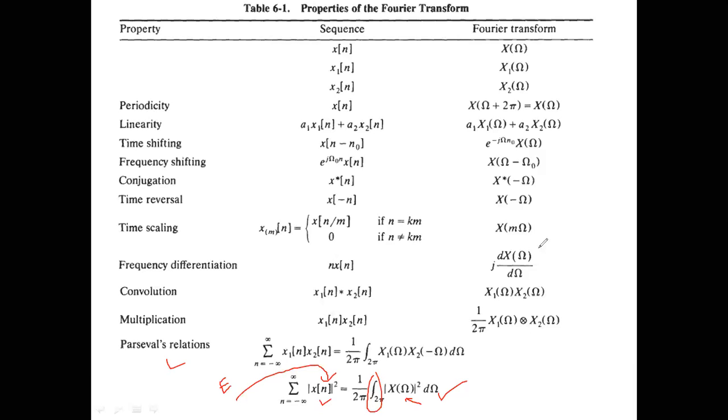So which are the properties that are important for us? Linearity, time shifting, frequency shifting, time reversal, frequency differentiation, convolution, and Parseval's theorem. The remaining ones are also important, but for the timing, for solving most of the problems, these are the properties we have to use.